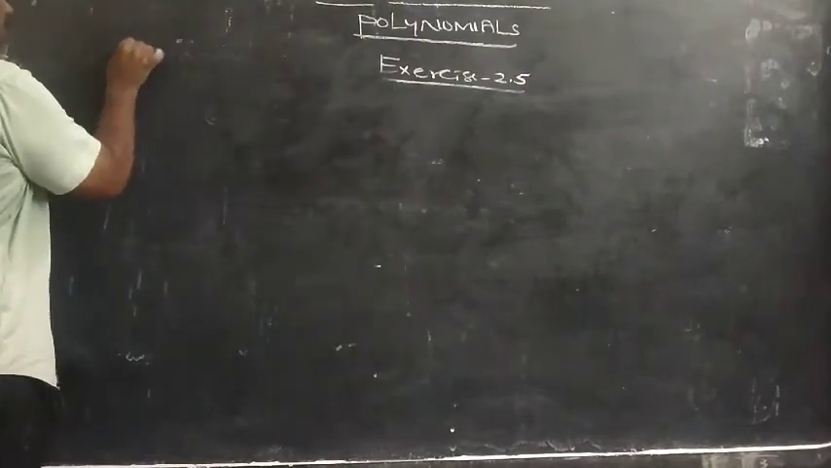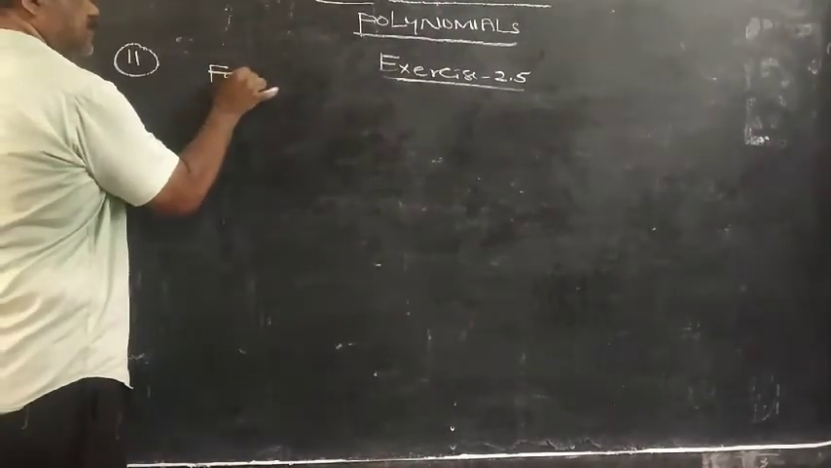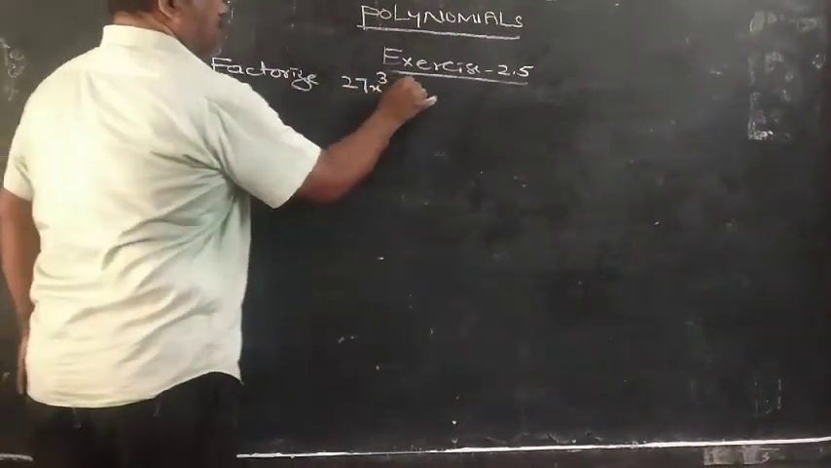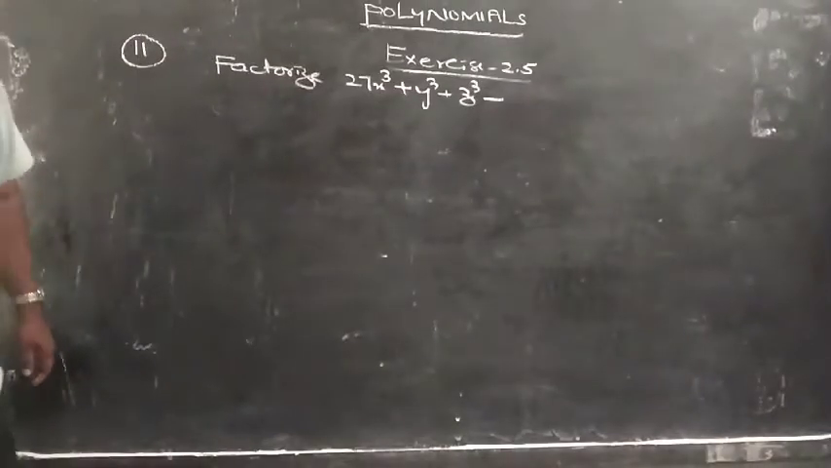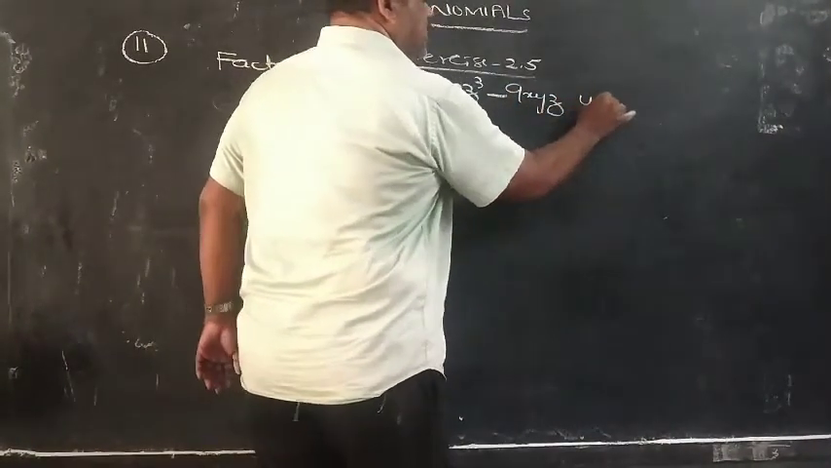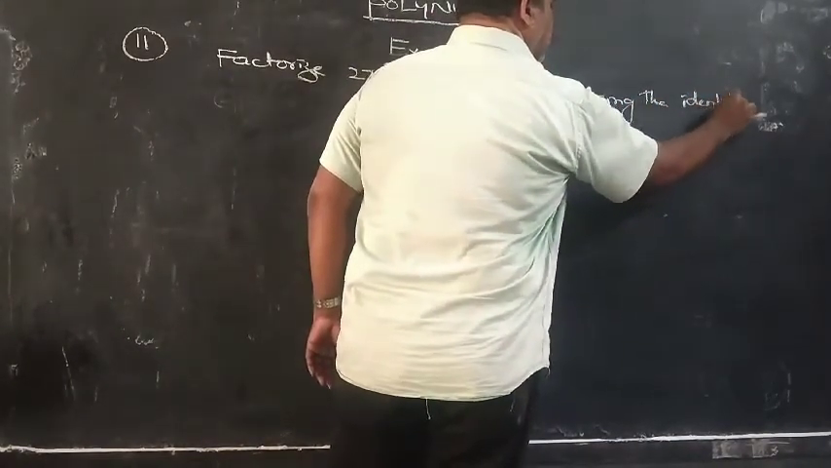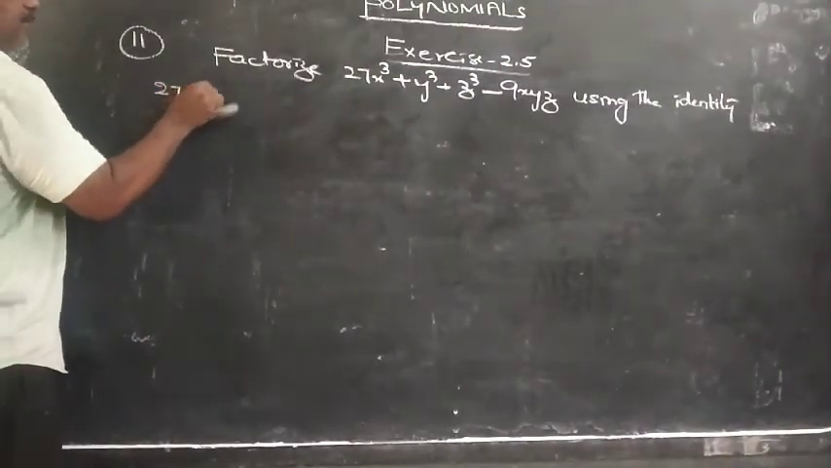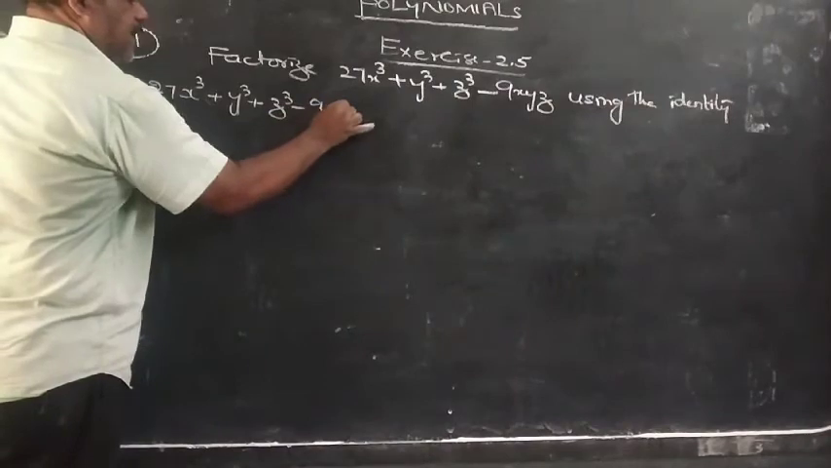Right, question number 11. Factorize 27x cube plus y cube plus z cube minus 9xyz using the identity. Let us take the given problem, 27x cube plus y cube plus z cube minus 9xyz.